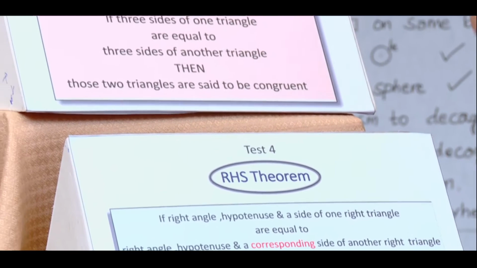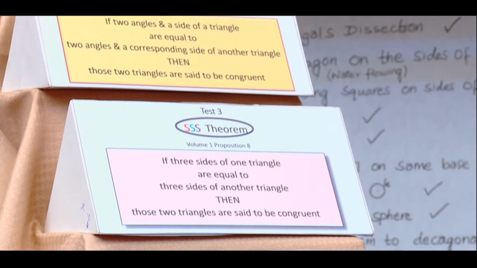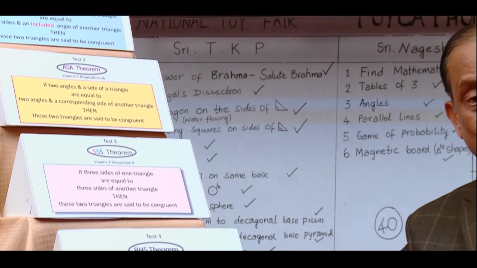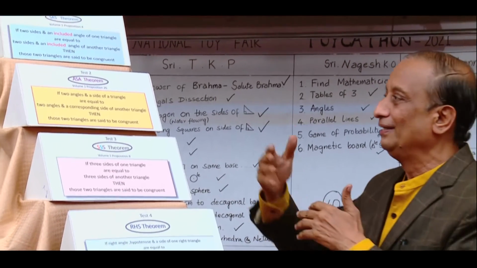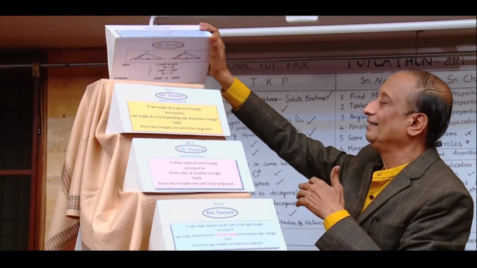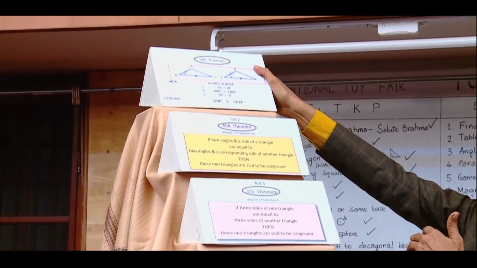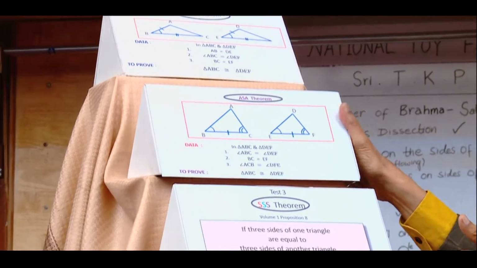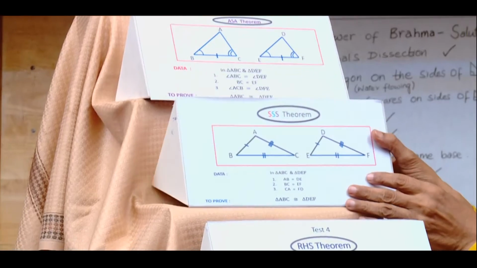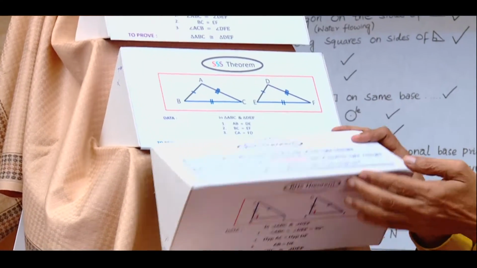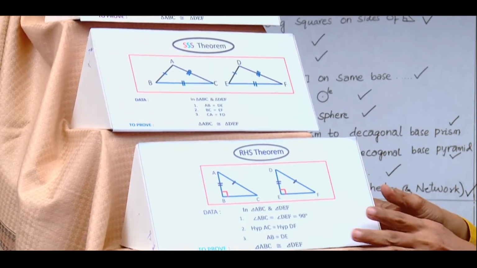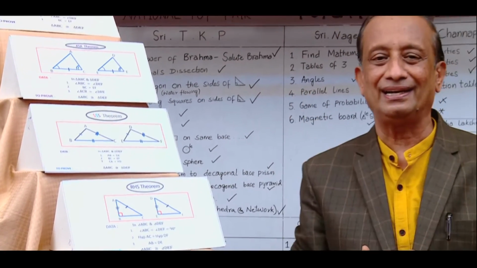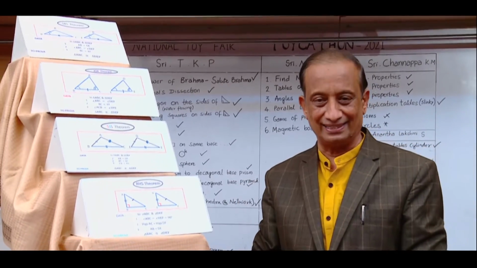You can also see the general enunciations on another face. Now if you give one more flip, you will see the figure as well as the data and the to-prove portions also. So this is how we can impress our students and make them interested in these criterions.